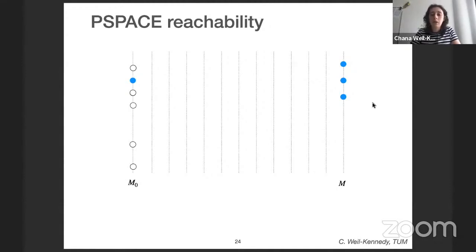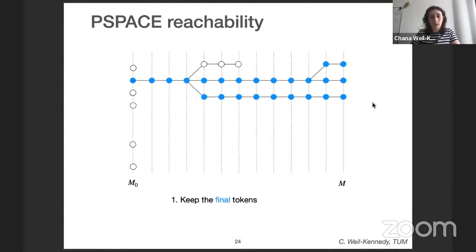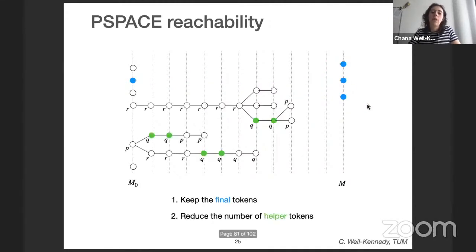And we rework this firing sequence in 3 steps. First, we definitely keep the token trajectories that have final tokens in them, including if they create other tokens that are not final, because we can't simply take away this branch in a transition that creates 3 tokens. So we keep these.